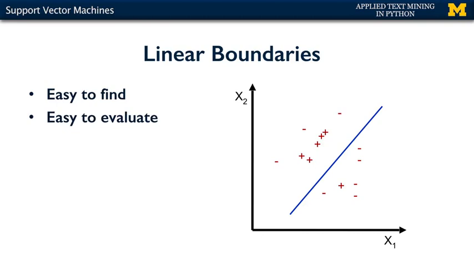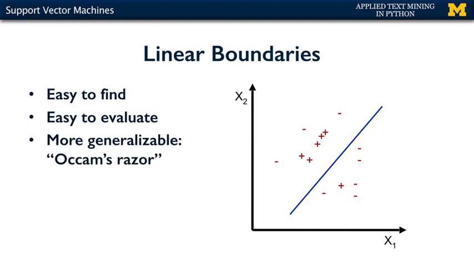It's also very easy to evaluate, because now you have a very simple rule that any point in this entire half space, entire half region that's on the positive side is going to be called positive, and any point on the other side is going to be called negative. In general, this idea of using a simple classifier or a simple model to fit the data is called Occam's razor. And the rule of thumb here is simple models generalize well.